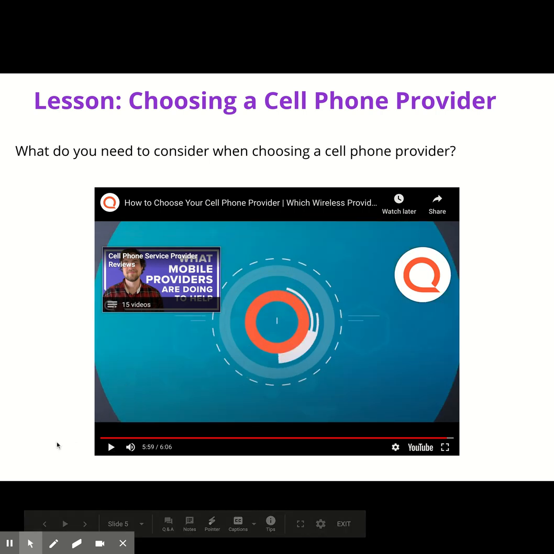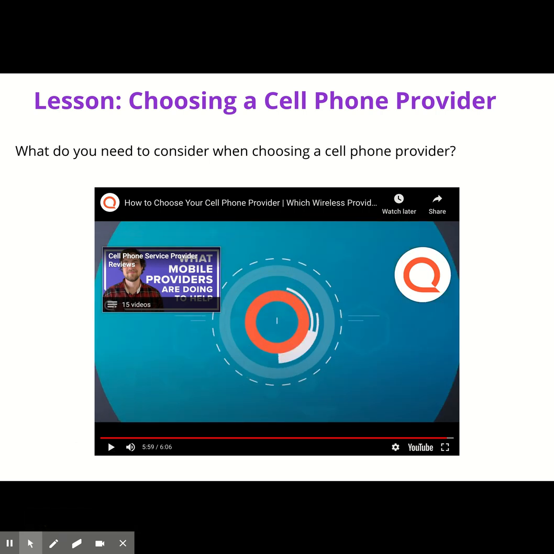Wow, there are quite a few things to keep in mind. It sounds like with all the choices to consider, you need to figure out what works best for you, for your budget and your cell phone needs. So your assignment this week will allow you to do just that. So let's take a look.